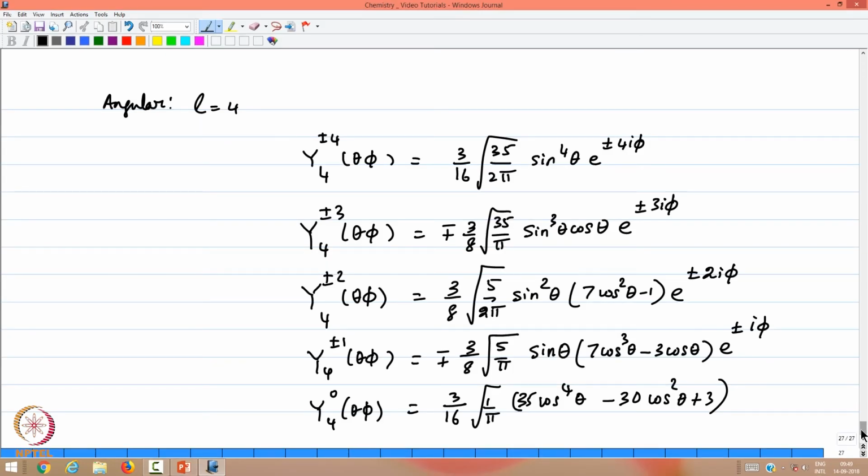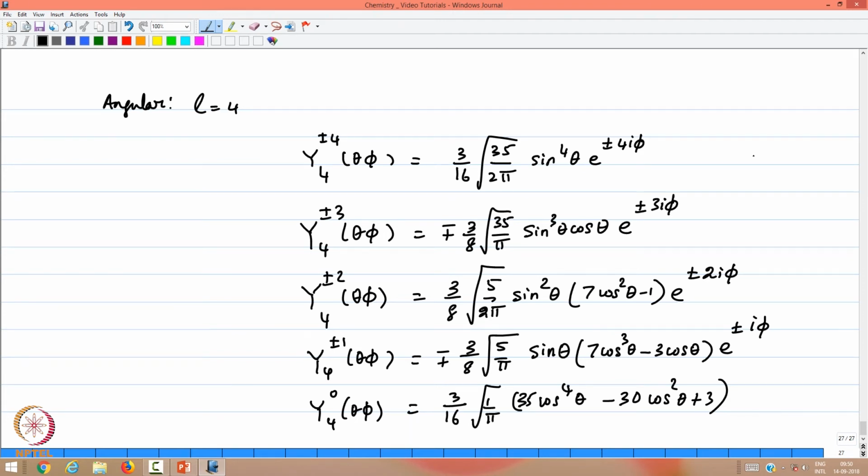So, let me just give you the table which I have copied from, and then discuss the angular nodes using that table. You can also get this from the internet. Okay. So, in this screen you see the angular functions for L equal to 4. There are 9 functions: m equal to plus minus 4, plus minus 3, plus minus 2, plus minus 1 and 0.